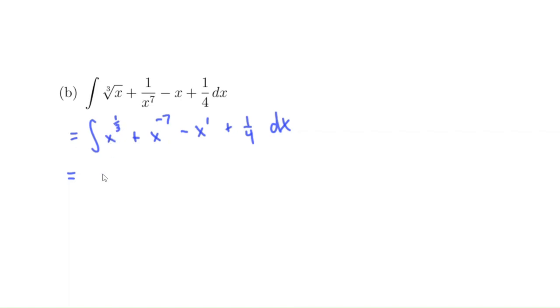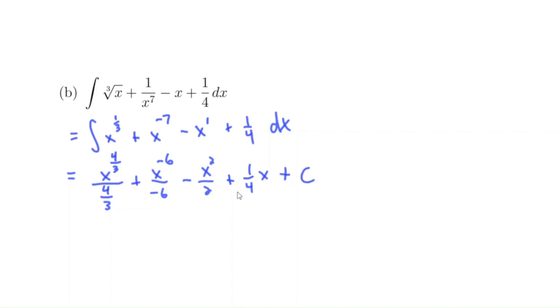Well, what's the integral of x to the 1/3? Well, we always have to raise this number up by 1. So the integral of x to the 1/3 will be x to the 1/3 plus 1, which is 4/3, over 4/3, plus, well, the integral of x to the -7th is going to be x to the negative, and it's tempting to say -8. But if you raise -7 by 1, you actually get -6. If you do -7 plus 1, you actually get -6 over -6 minus x squared over 2 plus, well, what's the integral of 1/4? 1/4 is just a constant, so it's 1/4 x plus c.